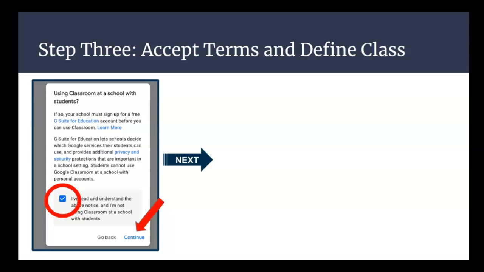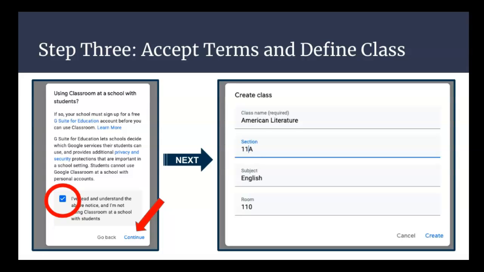You'll then be prompted to write in your class description. It's only necessary to fill in the class name, but if you have multiple sections of the same class or want to display the room number or subject, you might want to fill in that information as well. I suggest doing it because then on your actual screen you'll be able to see that information at all times. Click Create when you're finished.